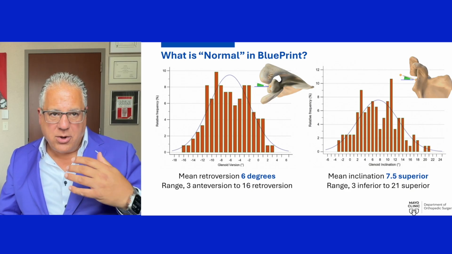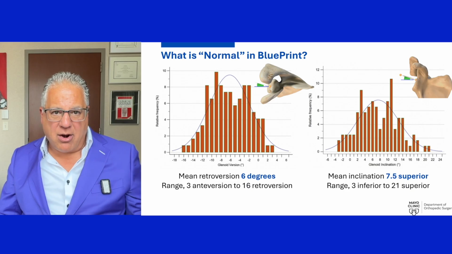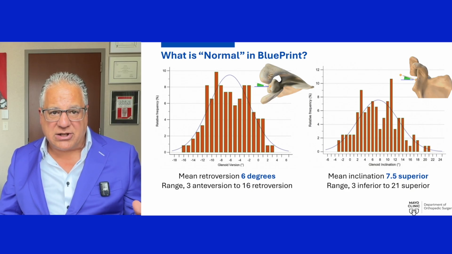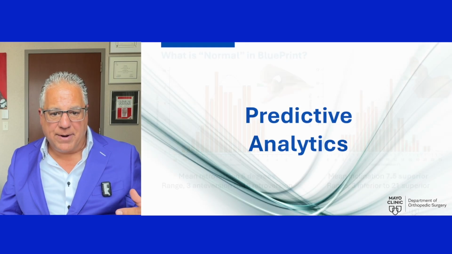So for me, when I plan anatomic and reverse, my starting point is typically 5 to 6 degrees of retroversion, because that is what's normal when you measure normal CT scans in BluePrint.